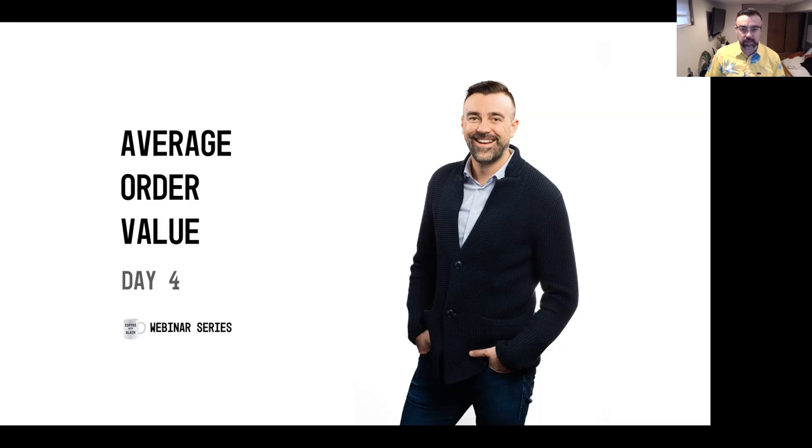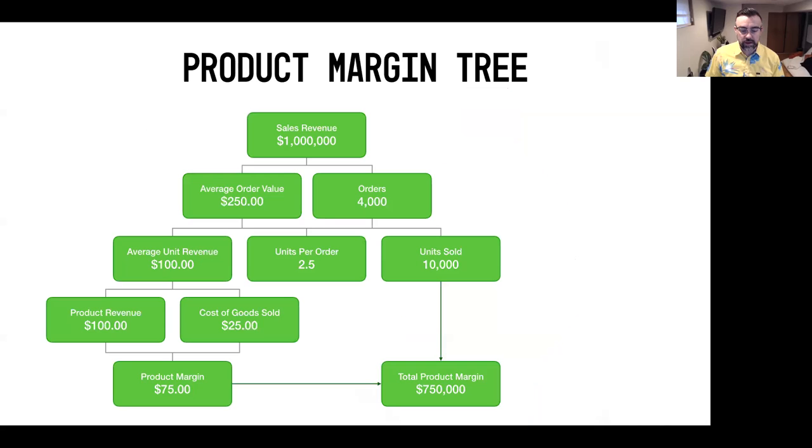Just to recap really quick, the product margin tree that we looked at yesterday. If you take an e-commerce business that starts off with $1 million at the top line, you've got $1 million sales revenue. Then let's say you generated 4,000 orders to get that $1 million in revenue. That would equal a $250 average order value. Again, $1 million divided by 4,000 gives you $250 in average order value.